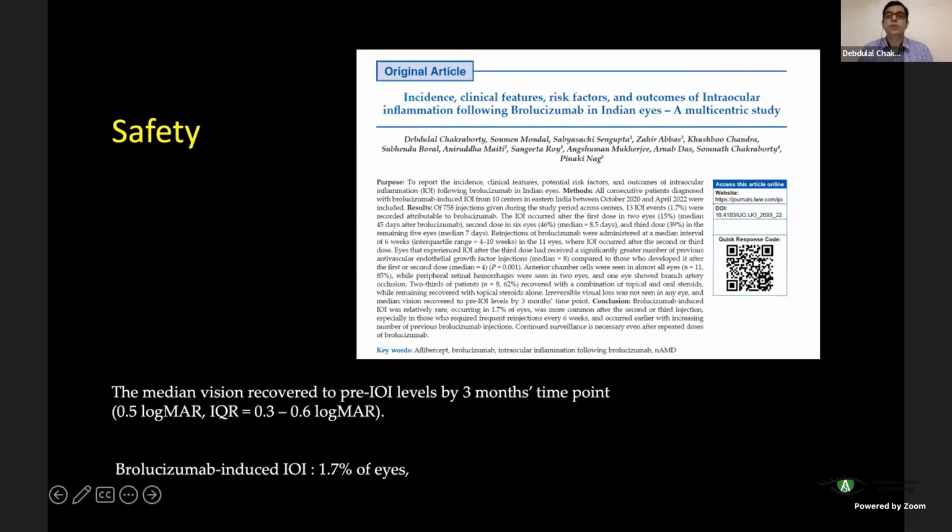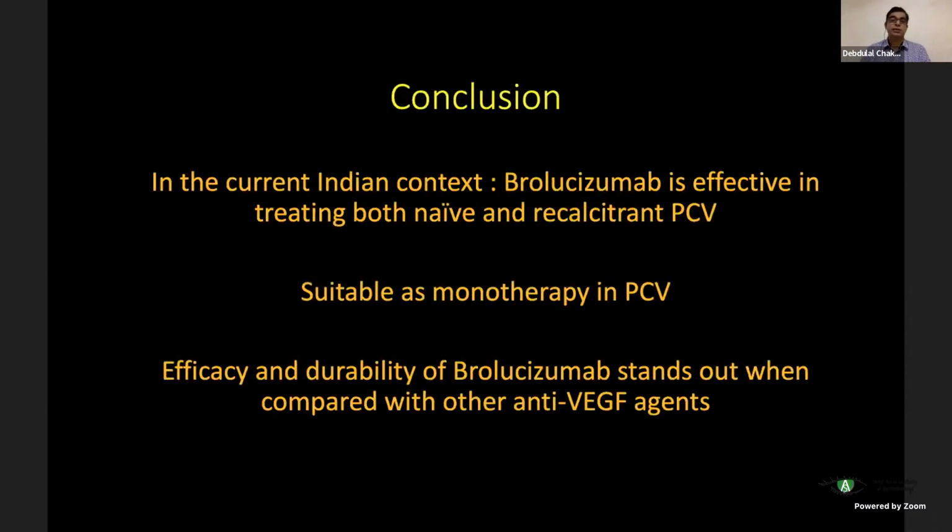And just to share with you, because we've been speaking about safety with brolucizumab, we actually published this year, and this again has an incidence of 1.7% of eyes. And the interesting thing is that the median vision recovered to pre-IOI levels by the 3 month time point after they were detected to have IOI. So this is something that's really important and heartening to note, that a lot of these patients can do well.